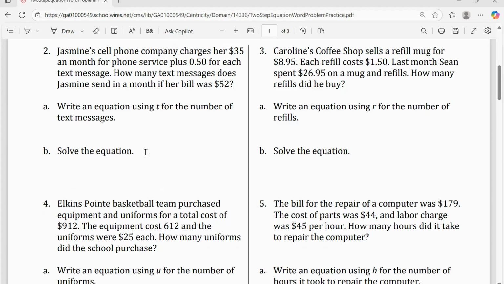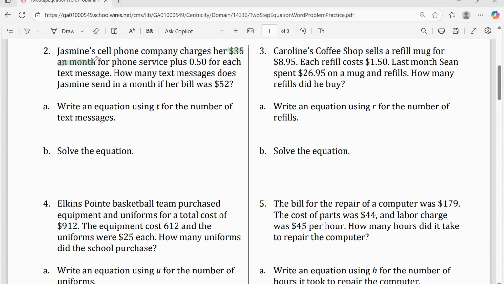All right, let's find those three things: our constant, our dependent variable, and then we're going to find our total. Okay, so when I'm looking at this, what did I start off with? Okay, and that would be my constant. So when it says $35 a month for phone service, that means regardless of how many text messages she sends, she has to pay that $35. So that's actually going to be our constant.